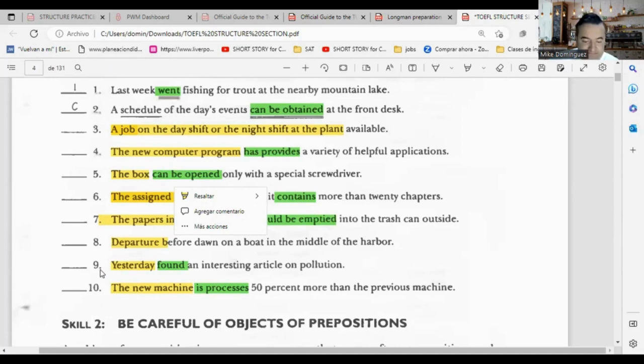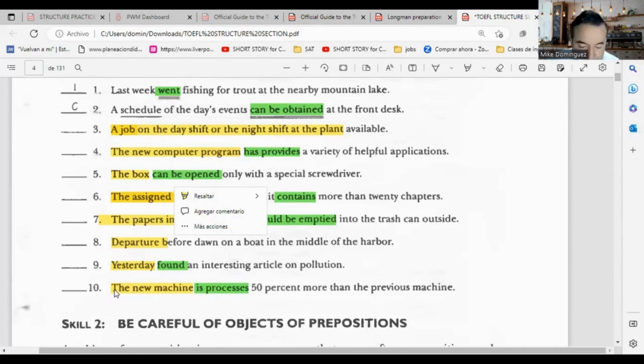Number 9, correct or incorrect? Correct. No, it's incorrect. I said incorrect. Yes, incorrect. Number 9 is incorrect because what's missing? The subject or a complement. You need a subject. I found. And then number 10. Incorrect.